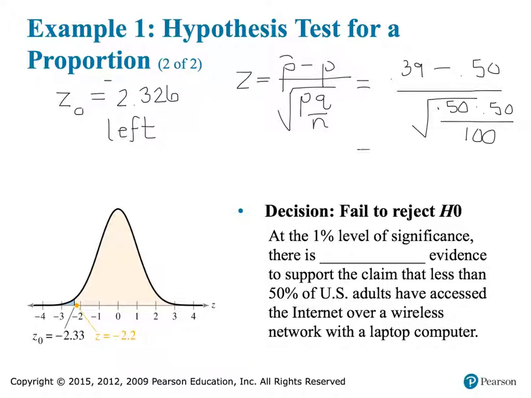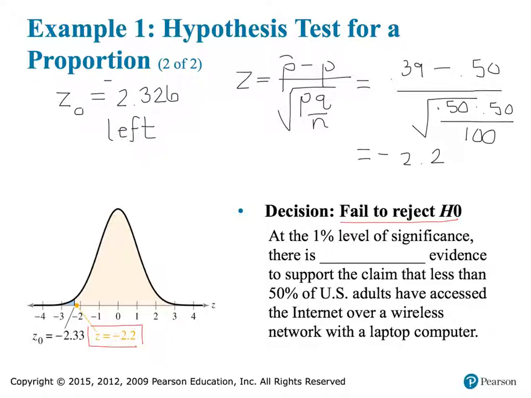Now do this with me on your calculator. You should end up with a Z test statistic of negative 2.2. Well, notice down here in gold, negative 2.2 isn't quite far enough. It's close, but it's not far enough to be in that blue rejection region. So that means we fail to reject the null.